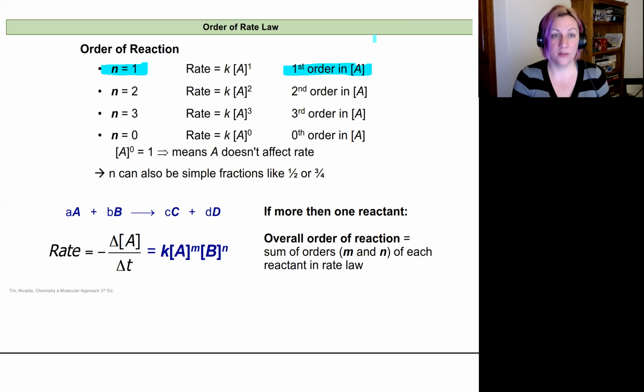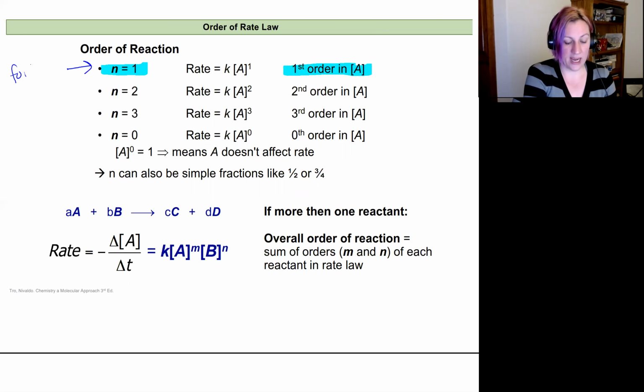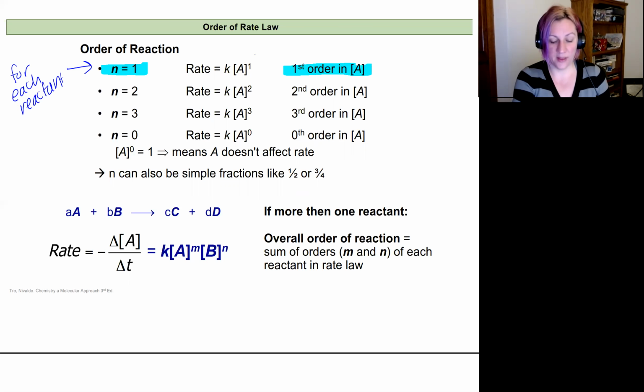So the order of the reaction we can characterize as an overall order, but we also characterize the order for each of our reactants or products. And so this is for each reactant. If n equals 1, then that exponent is going to be a 1 after the concentration in our rate law. Now, it could be second order when n is 2. It can be third order with respect to the concentration of A if n equals 3. And it could be 0 order with respect to the concentration of A if n equals 0.